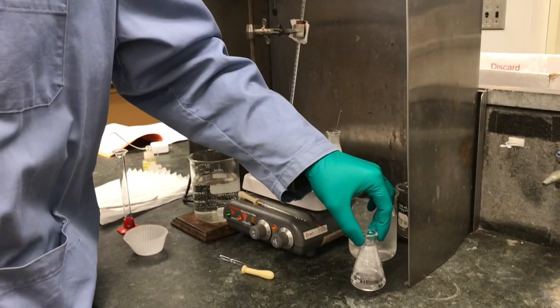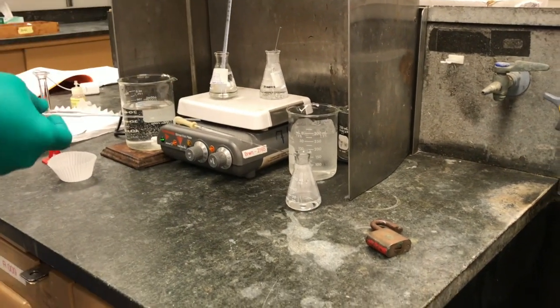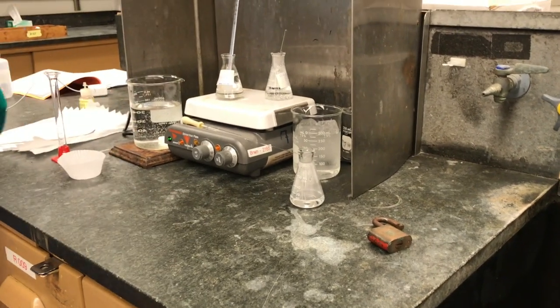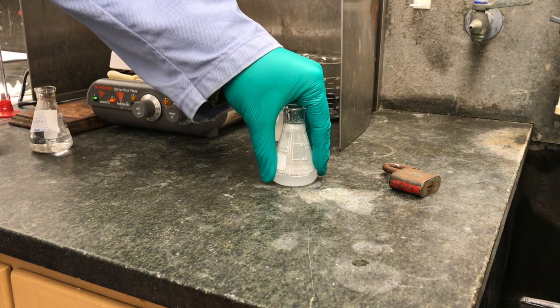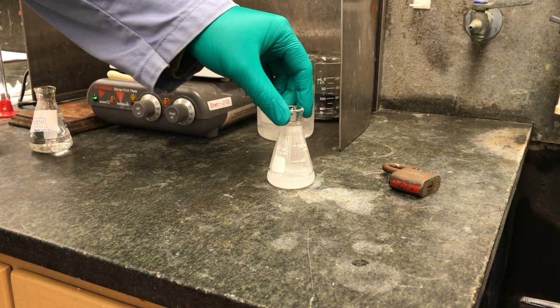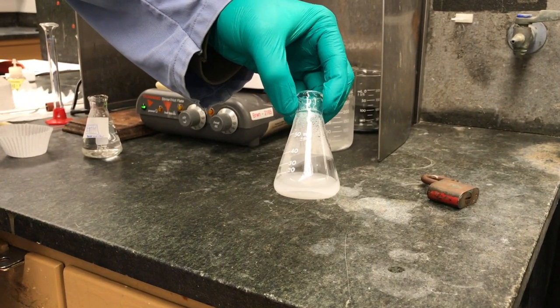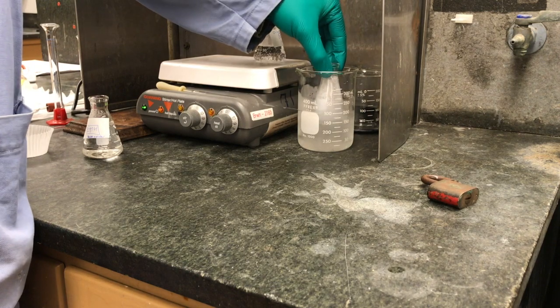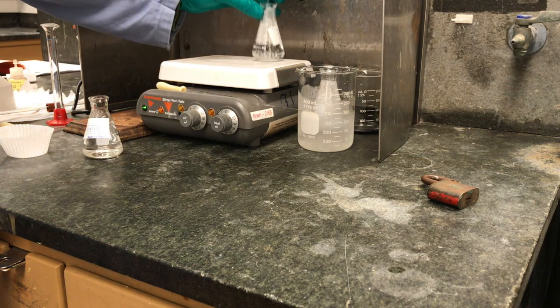So we're going to let it cool down to room temperature. And then we'll put it in the ice bath and see if we can't get some crystals. So our solution has come down to approximately room temperature, so we'll throw it in the ice bath. We can see that it's getting cloudy, so we know that it's starting to precipitate out, which is good. So we'll leave that undisturbed for another couple of minutes as we clean up what we have.